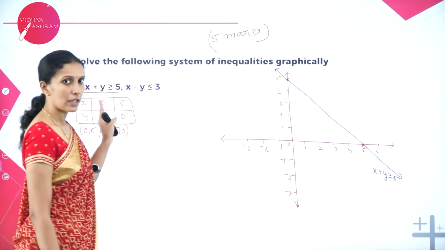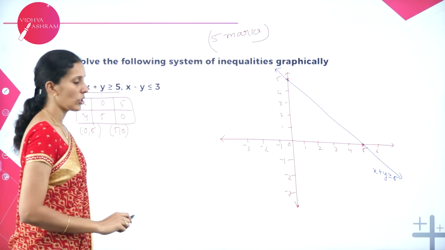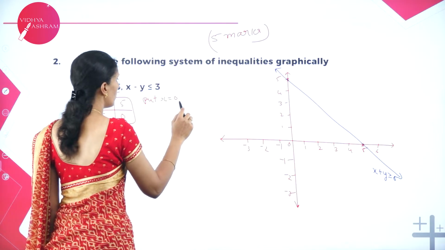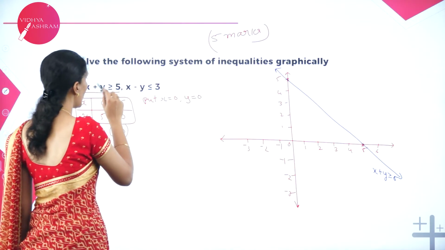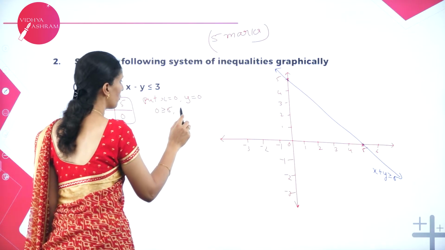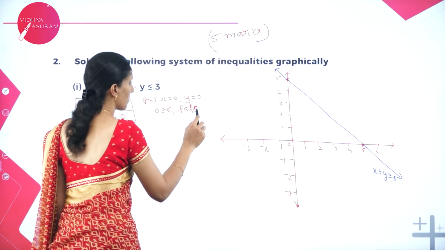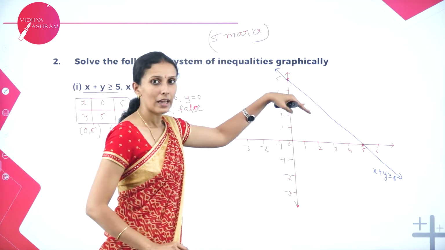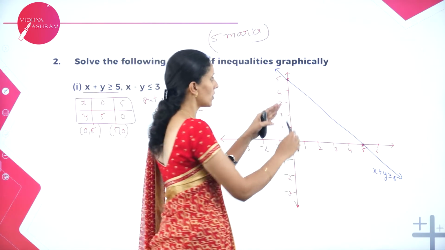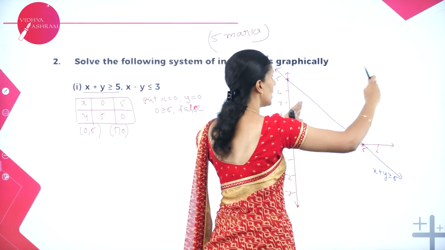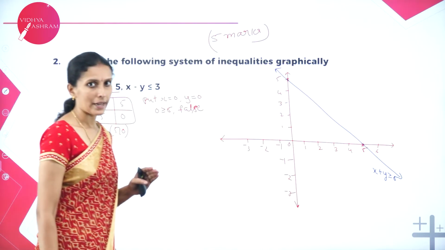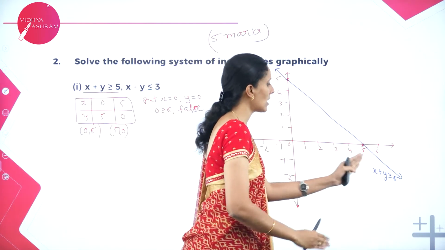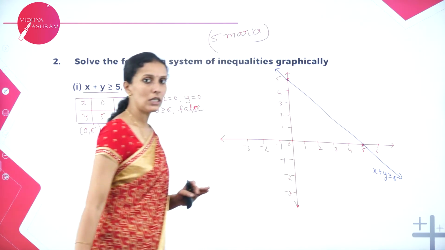Now I should check the region for this. For this, put x is equal to 0 and y is equal to 0. So you will get 0 greater than or equal to 5, which is false. That means 0, 0 cannot be included in the solution region. So the solution region for this will be the region above the line. You should be able to recognize the solution region. So for this line, the solution region is above the straight line.